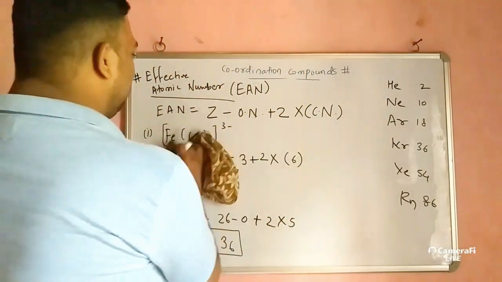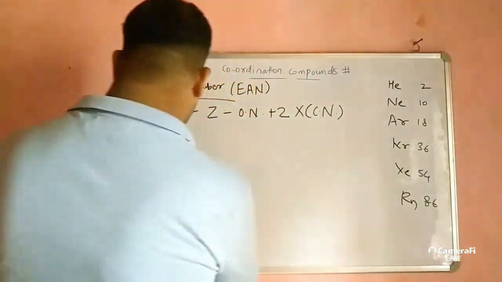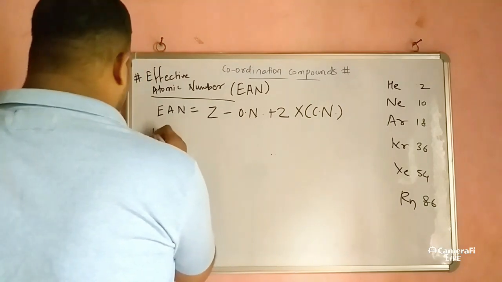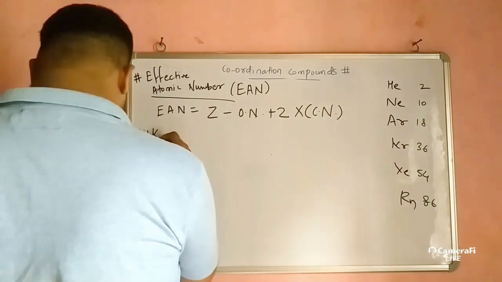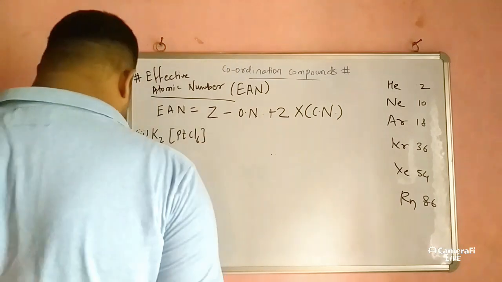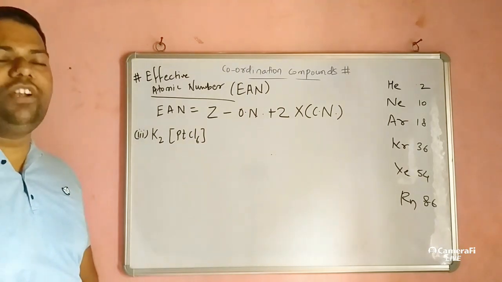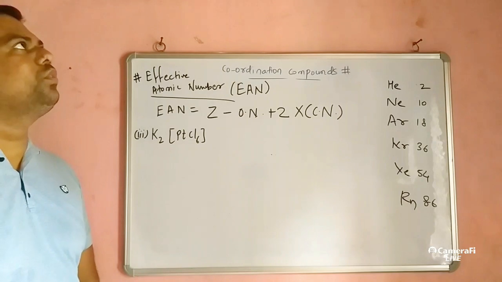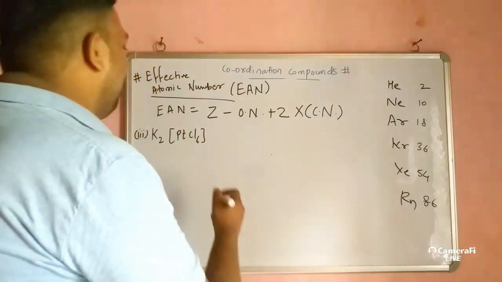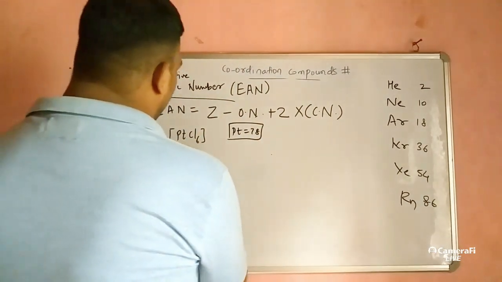So we will deal with one more example. Ready? See, one more example, the third example for EAN: K2PtCl6. So the atomic number of platinum is what? 78. They may already give you the atomic number of platinum in K2PtCl6. How much is it? Yes, 78. So can you put in the values?